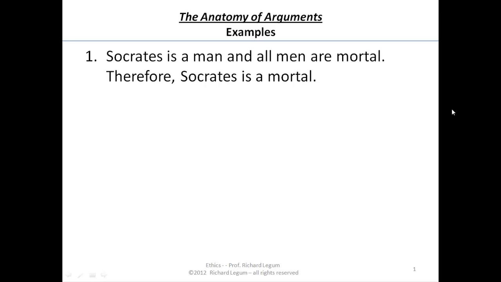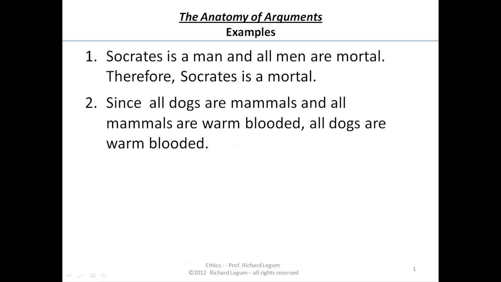Well, I think that one ought to strike everybody, and usually does strike everybody as being really a pretty good argument. Well, let's move on and take a look at the second example. Since all dogs are mammals, and all mammals are warm-blooded, all dogs are warm-blooded. Stop it again. What do you think about that one?